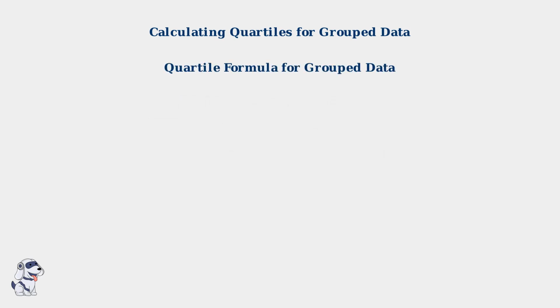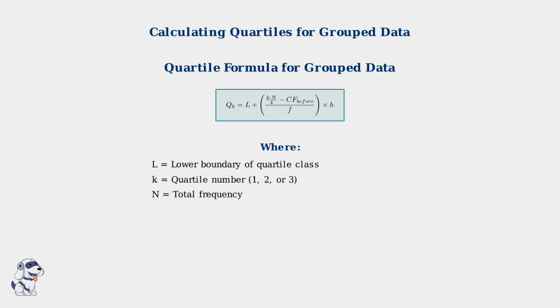To calculate quartiles for grouped data, we use the percentile formula, adapting it for the specific percentile values of 25, 50, and 75%. Here's the general formula for calculating any quartile, where K represents the quartile number, 1 for Q1, 2 for Q2, and 3 for Q3. Let me explain each component of this formula.